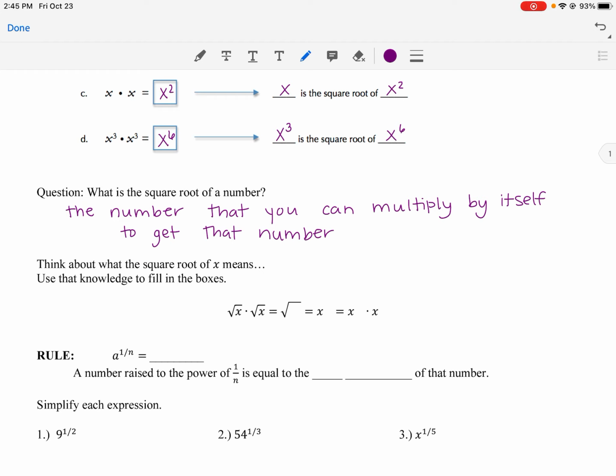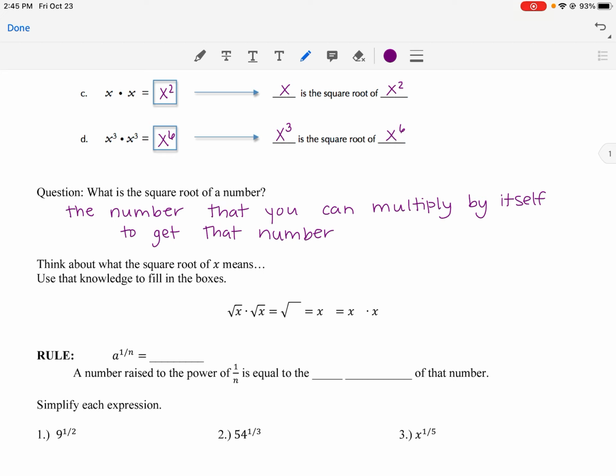All right, so now we're going to think about what the square root of x means. So if I simply had the square root of x, remember x just represents some number, and we don't necessarily know what that number is, so it could be something nice like the square root of 4, which is super easy, or it could be something not as nice like the square root of 10, right? So let's go ahead and see what it is. Use that knowledge to fill in the boxes.